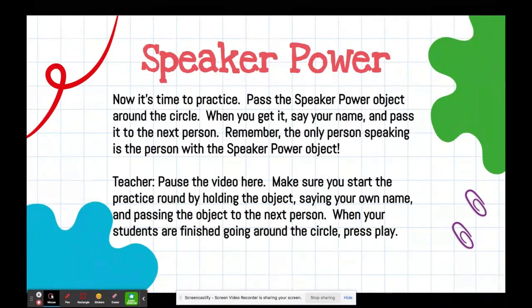Now it's time to practice. Pass the speaker power object around the circle. When you get it, say your name and pass it to the next person. Remember, the only person speaking is the person with the speaker power object. Teacher, pause the video here. Make sure you start the practice round by holding the object, saying your own name, and passing the object to the next person. When your students are finished going around the circle, press play.